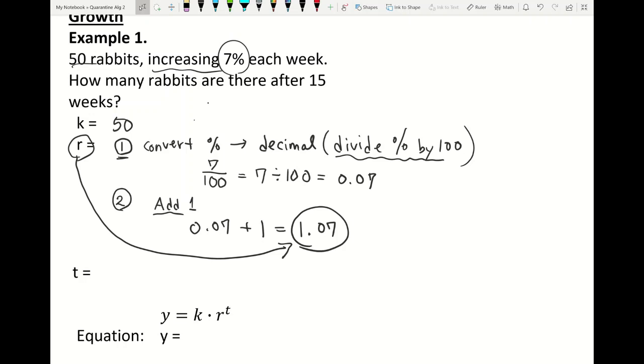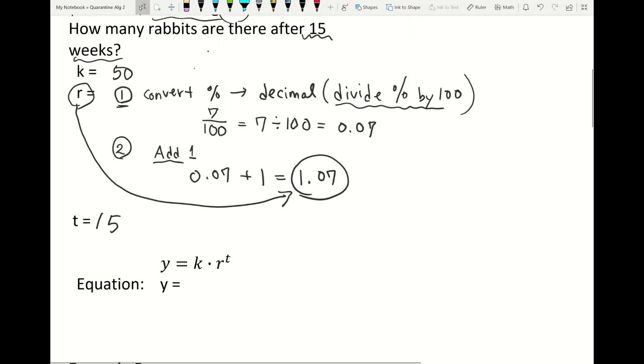Okay, and the rest is pretty straightforward. t is the time. How long are we going to keep doing this? It's 15 weeks. So the t is going to be 15. So now we've got all the ingredients here. So let's set up the equation. y equals, so here's the equation pattern. What's k? k is 50 and times, what's r? 1.07 to the, what's t? 15th power.